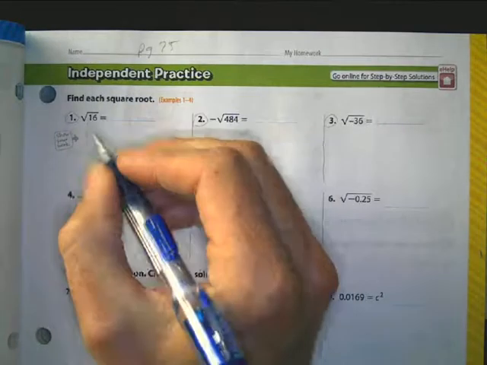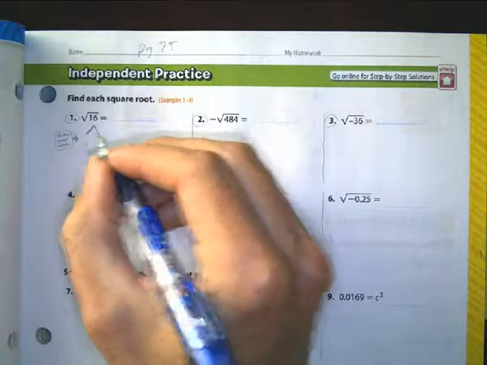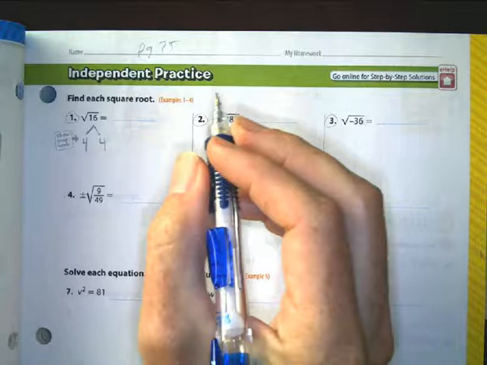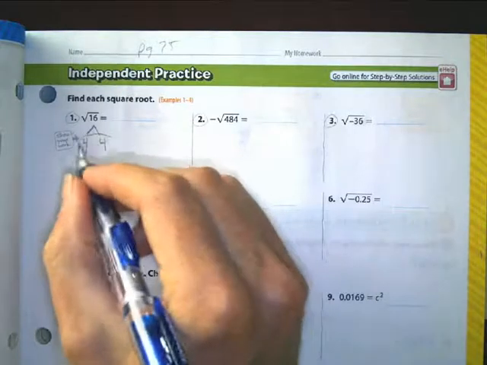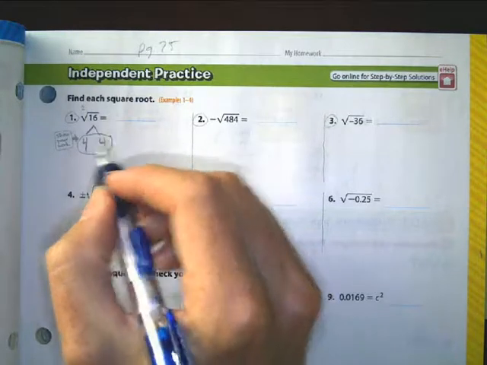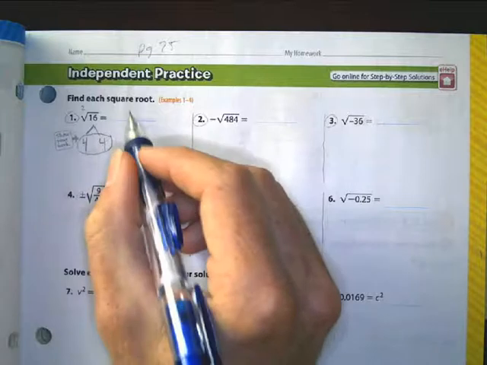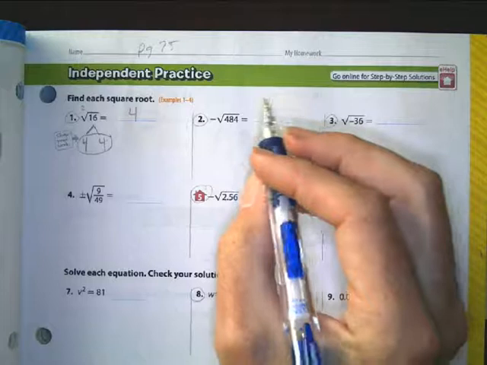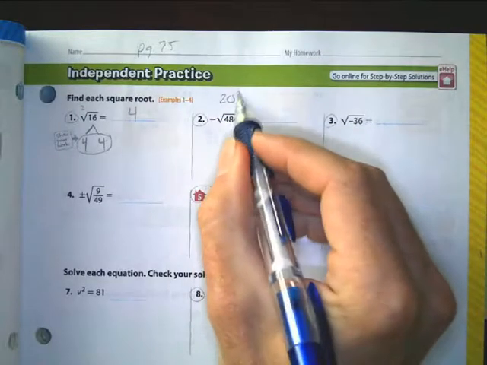So beginning here at the square root of 16, 16 can be broken into which two factors? 4 and 4 make 16. Because 4 times 4 is 16 and they're the same, I can group two 4's together because square root is like a squared. I have a group of 2 and they match, so the square root of 16 is simply 4.